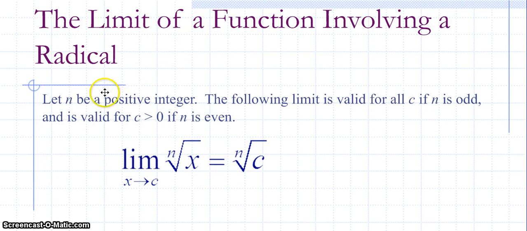Moving on. The limit of a function involving a radical. So if we say let n be a positive integer, the following limit is valid for all c if n is odd, and is valid for c greater than 0 if n is even. Basically, if we have an odd root, we can always do direct substitution. If we have an even root, we can do direct substitution as long as we aren't getting an imaginary result, because we can't have a limit with an imaginary result.